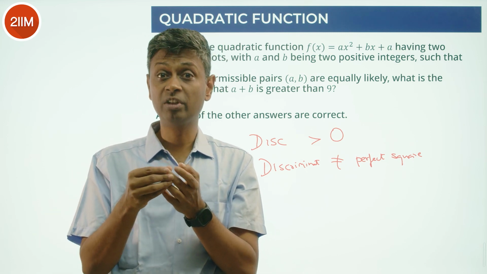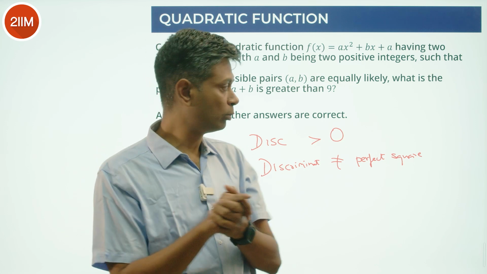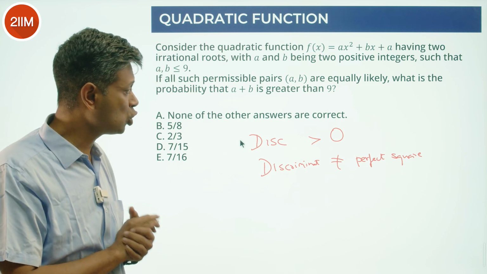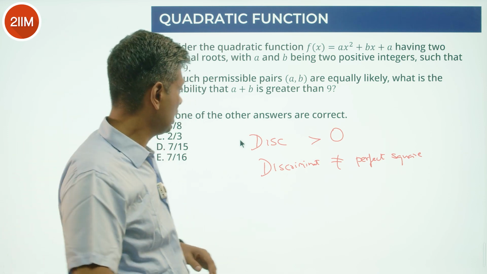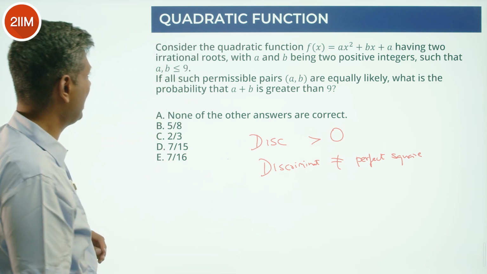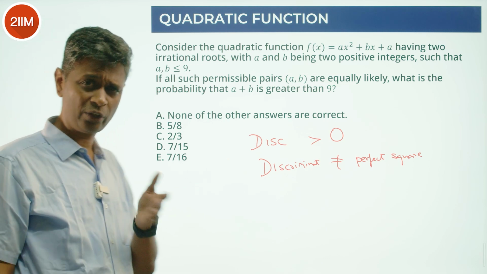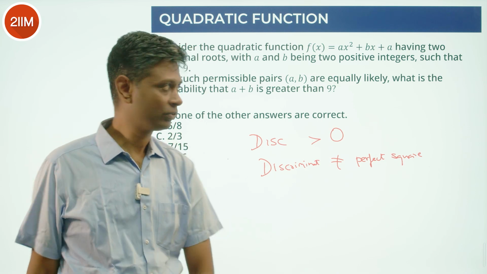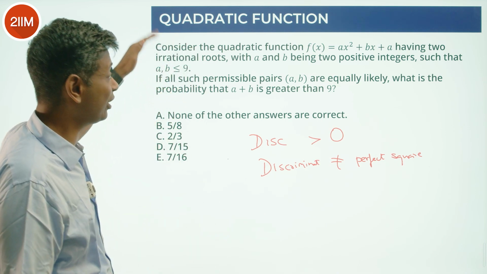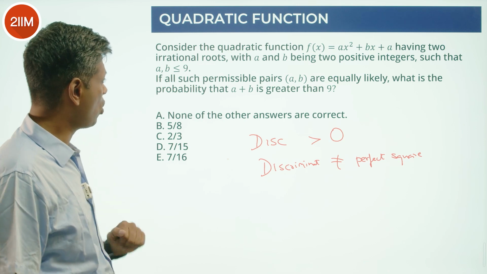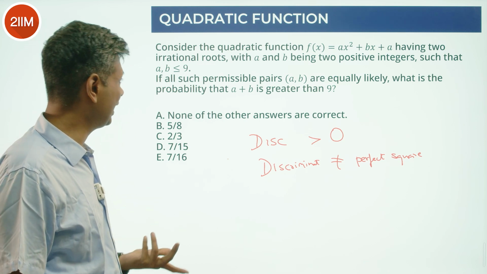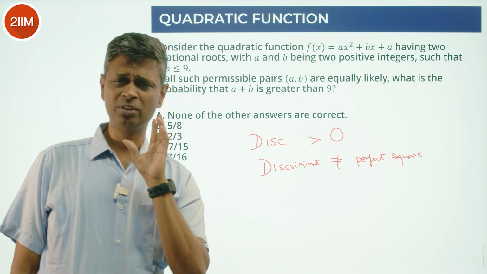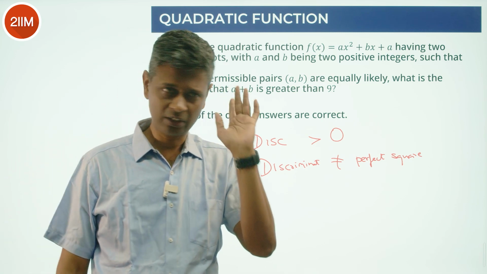Irrational root, that means my discriminant is not a perfect square. So I'm looking for discriminant greater than 0 and discriminant not equal to a perfect square. And we know that a and b are positive integers, so 1, 2, 3, 4, 5, both less than or equal to 9, 1 to 9, 1 to 9, a and b. And all of these conditions are satisfied, and then we come back to this. If all such permissible pairs are equally likely, what is the probability that a plus b is greater than 9? First we find out permissible pairs, then we worry about greater than 9.